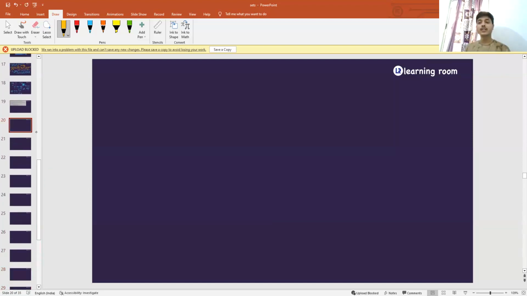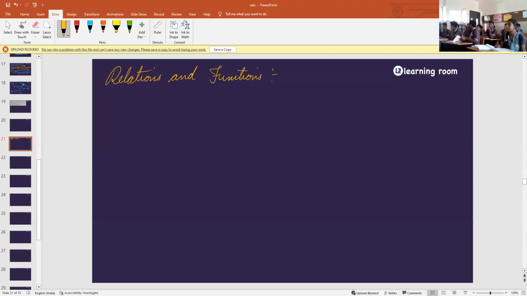So we'll be starting today with the topic of relations and functions. Sets we did; set is a basic chapter. The pre-learned knowledge that we just did, we'll be using to solve questions related to the further chapters, that is relations and functions. These first three chapters, sets, relations and functions, are most relatable. This will be easy for you to understand if you have understood sets.